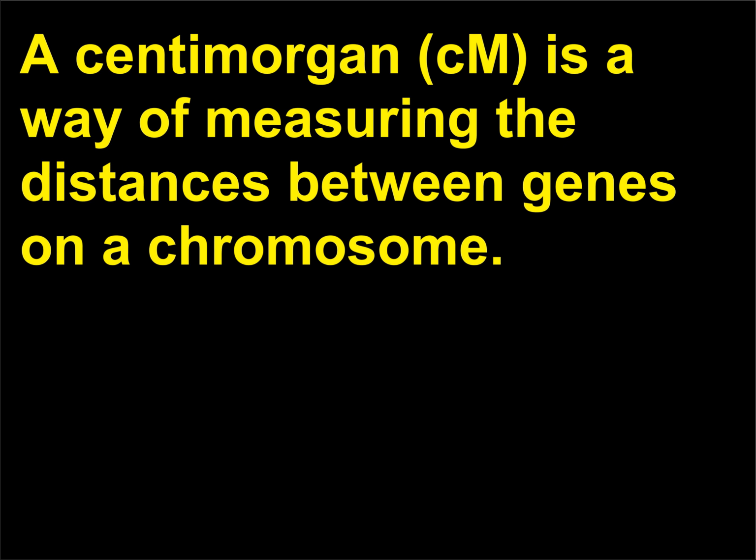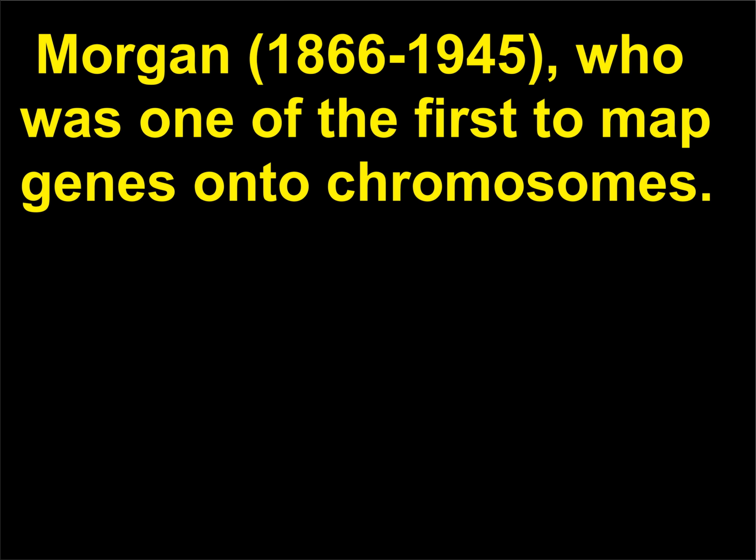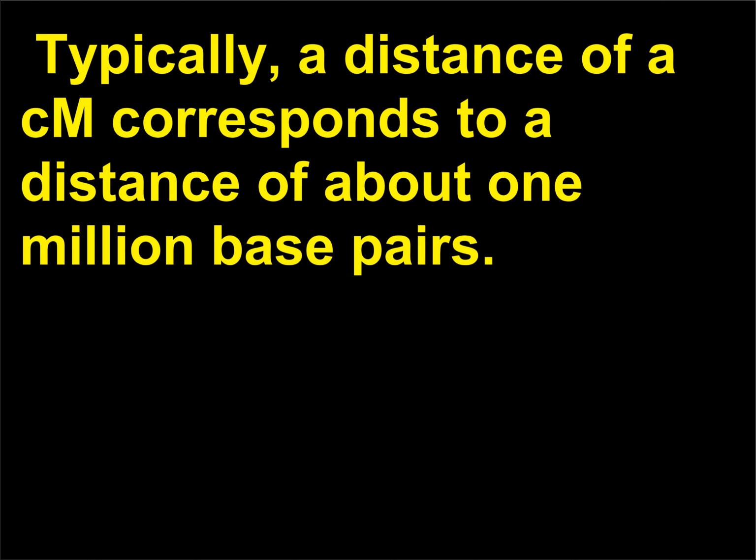What is a centimorgan? A centimorgan, cM, is a way of measuring the distances between genes on a chromosome. This unit was named in honor of Thomas H. Morgan, 1866 to 1945, who was one of the first to map genes onto chromosomes. Typically, a distance of a cM corresponds to a distance of about 1 million base pairs.